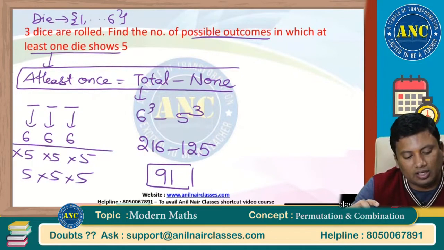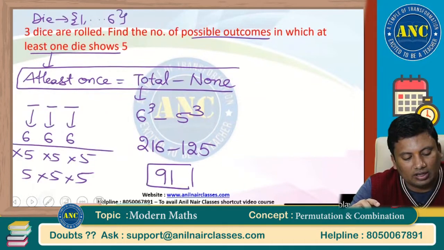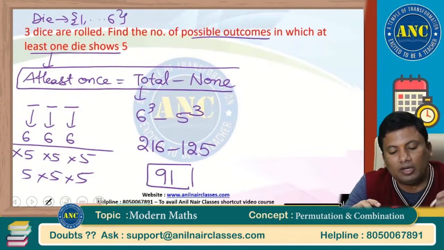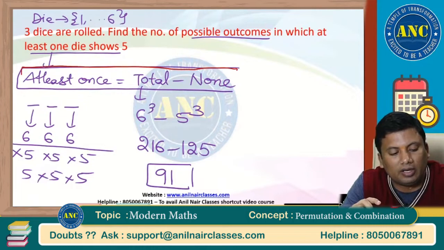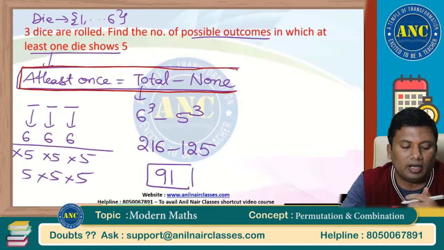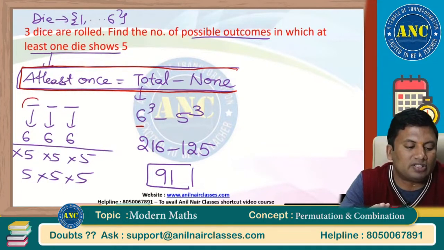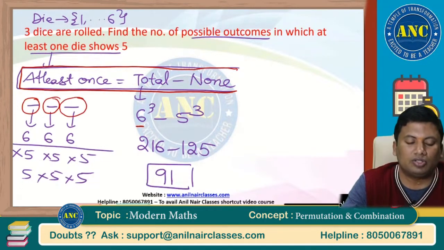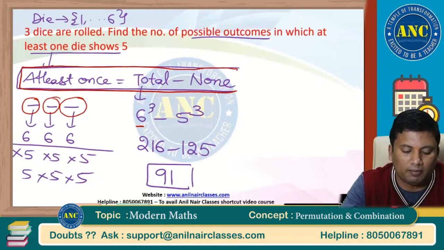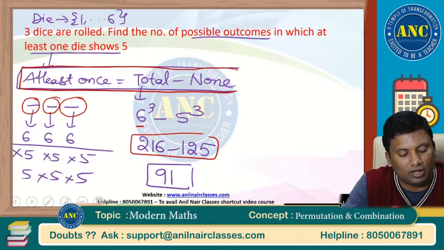At least one is nothing but total minus none. 6 into 6 into 6 are the total cases. The first die can show any number from 1 to 6. So 6 into 6 into 6 minus 5 into 5 into 5, 216 minus 125. Answer is nothing but 91.